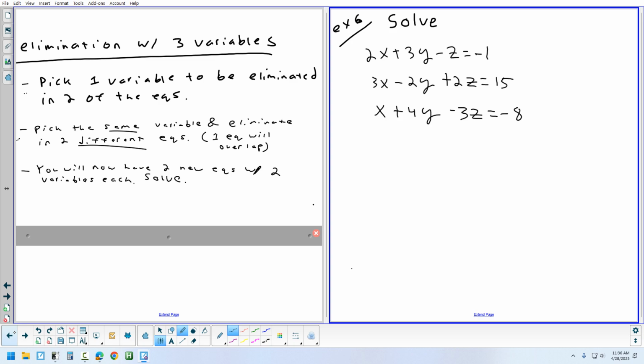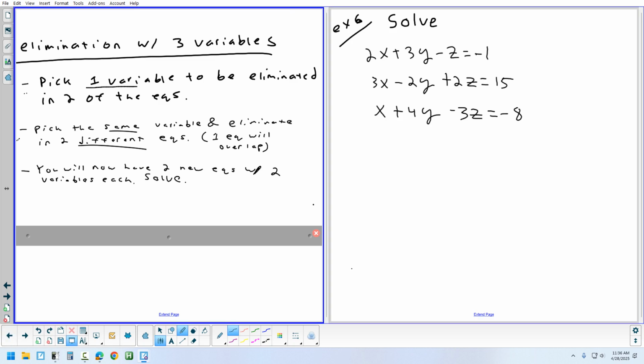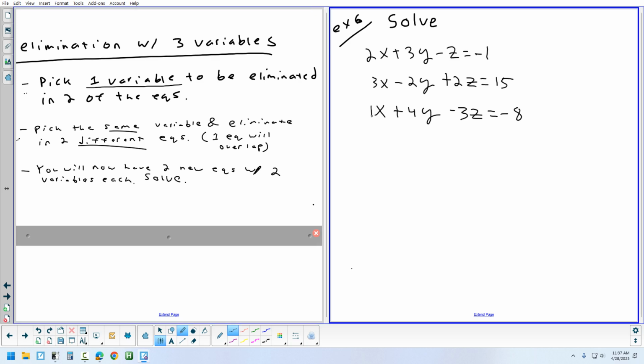Now, a hint as to what variable you should try to eliminate. I look for a variable that has a 1 in front of it. If you don't have one with a 1, it could be harder to do. Or -1. You could do -1. 1's a little easier. Anybody see a variable with a 1 in front of it? Z or X. Yeah, the x in which equation? The third equation, yes. So I would say, because this one has a 1 in front of it, I would eliminate the x.